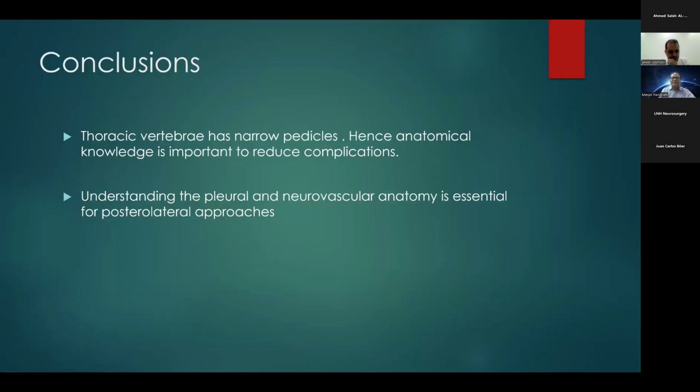In conclusion, the thoracic vertebra is unique in having narrow pedicles, and it differs in the upper part, the middle part, and the lower part. The pedicle length, the pedicle height, and the pedicle angulation differ. One has to understand all this in placing pedicle screws without any complication. One has to also understand the pleura and the neurovascular anatomy properly to do the posterolateral approaches.